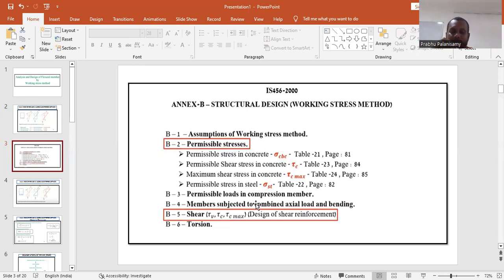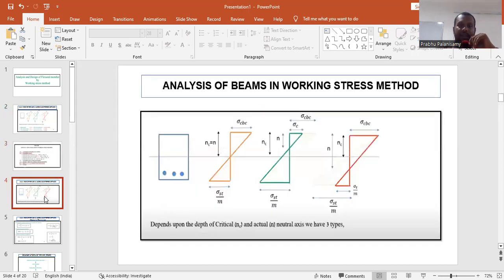B3 covers the permissible load in compression members, B4 covers members subjected to combined axial load and bending, and B5 covers shear. Here we will probably use the permissible shear stresses and shear, both at the maximum. These are some of the formulas we are going to apply in the design and analysis of a singly reinforced beam by the working stress method, as you have seen in the previous slide.